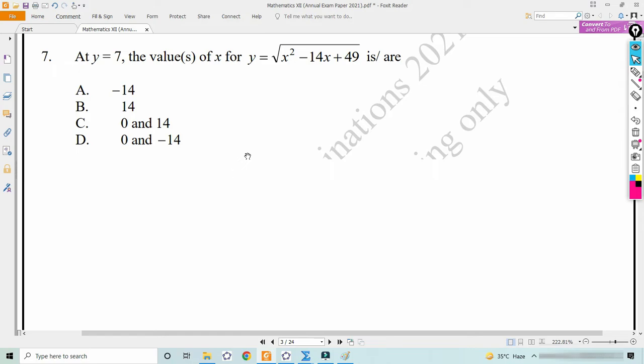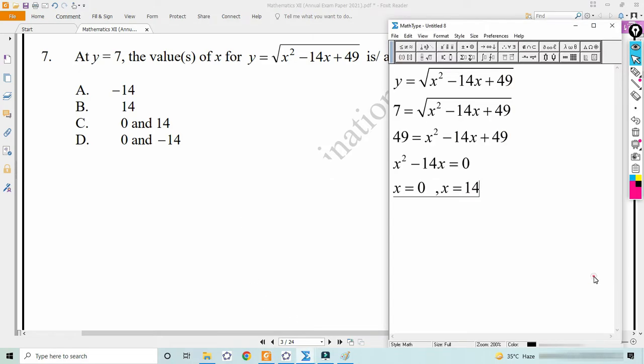According to MCQ number 7, we need the values of x at y equal to 7 for y equal to this expression. In fact, we have to replace y by 7 directly. Then squaring both sides and rearranging the terms, we get x square minus 14x equal to 0. Then factorizing the left hand side, we get x equal to 0 and 14. So C is the answer.